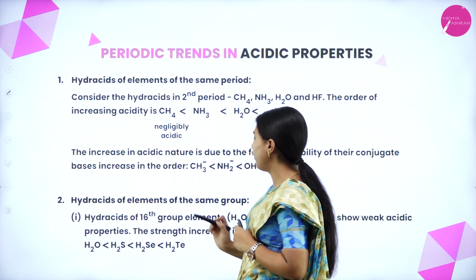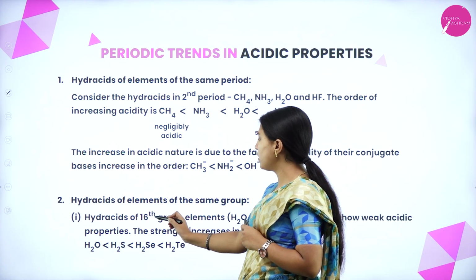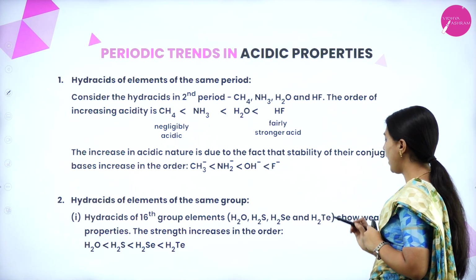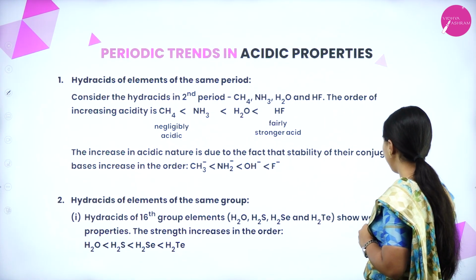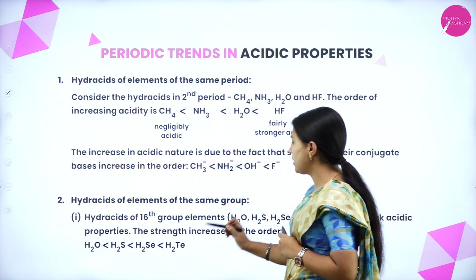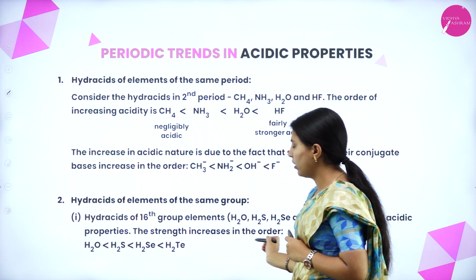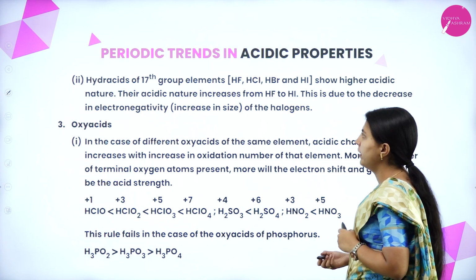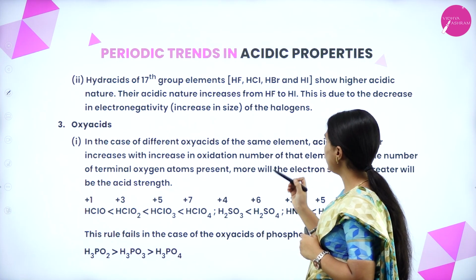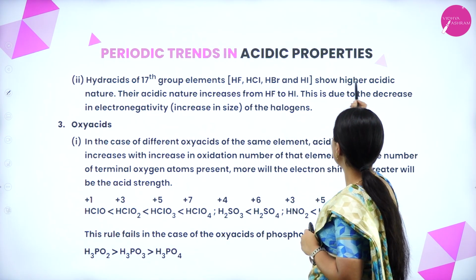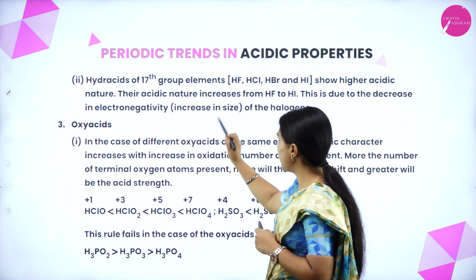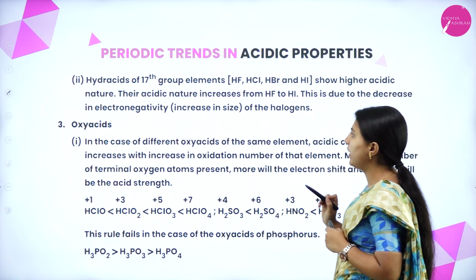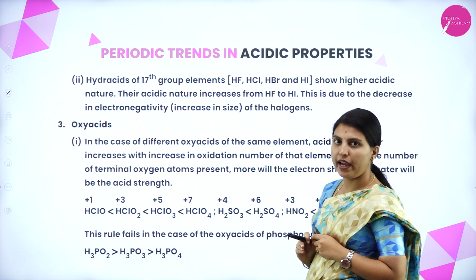Next, hydra acids of elements of the same group. Hydra acids of group 16 elements, H2O, H2S, H2Se and H2Te, show weak acidic properties. The strength increases in the order from water to tellurium. Next, hydra acids of group 17 elements from HF to HI show higher acidic nature. Their acidic nature increases from HF to HI. This is due to the decrease in electronegativity of the halogens.